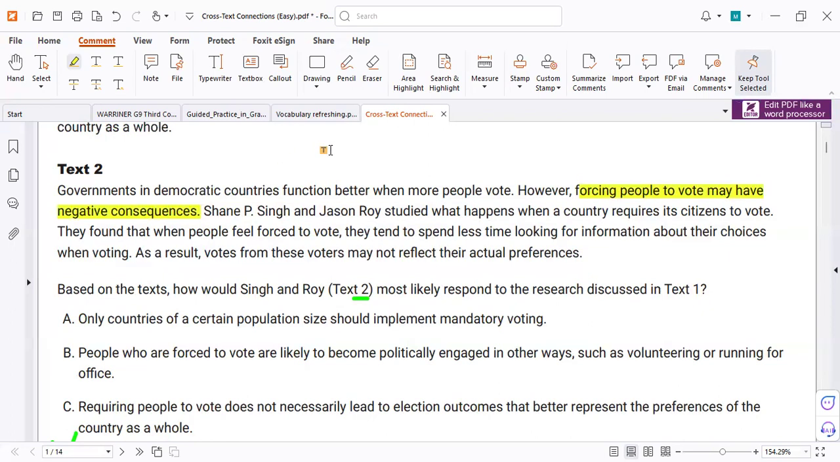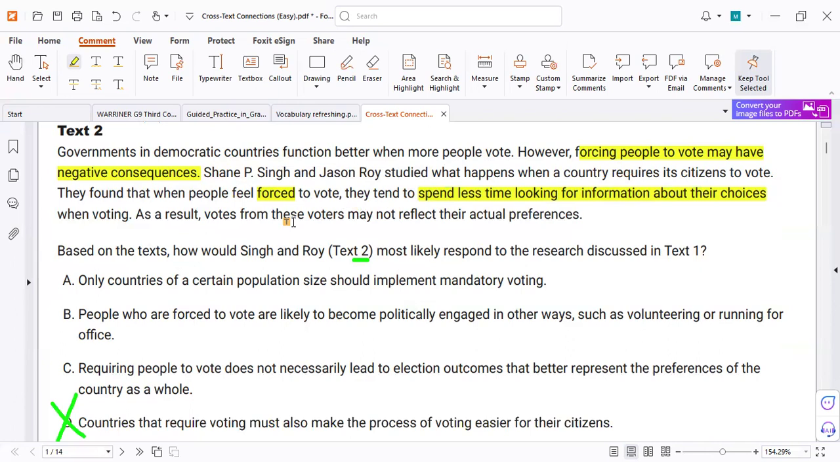So they showed by studies what happens when a country requires its citizens to vote. They found that when people feel forced, they tend to spend less time looking for information about their choices. As a result, votes from these voters may not reflect their actual preferences, so they choose the wrong people to lead the country.